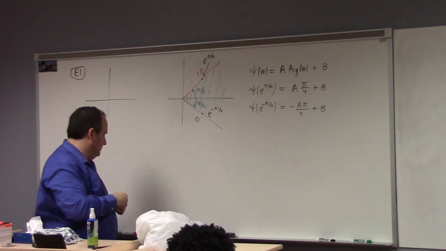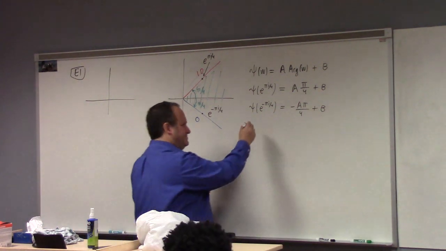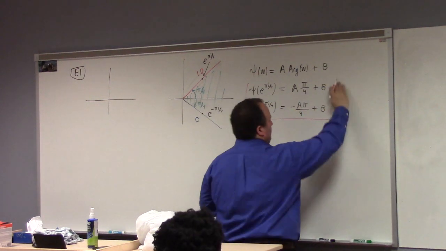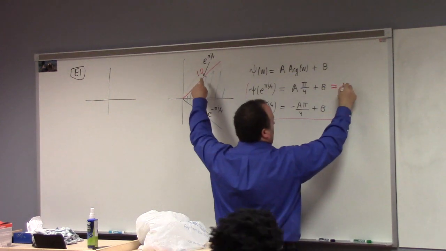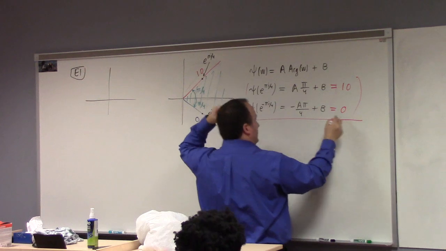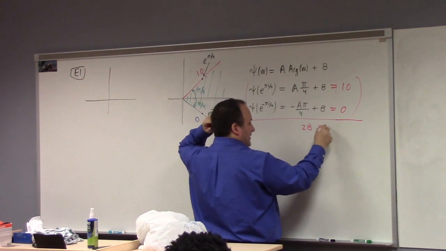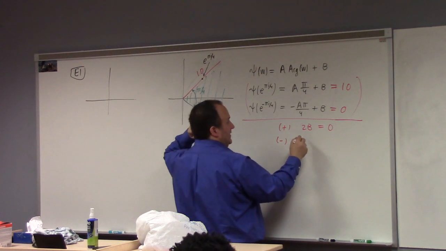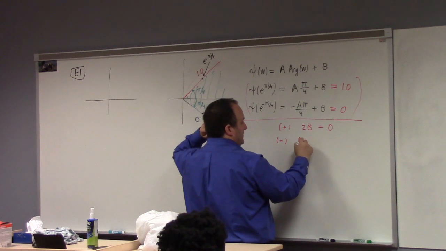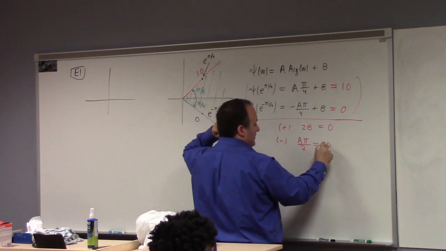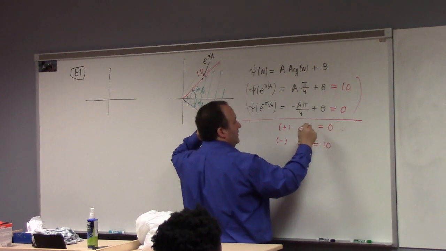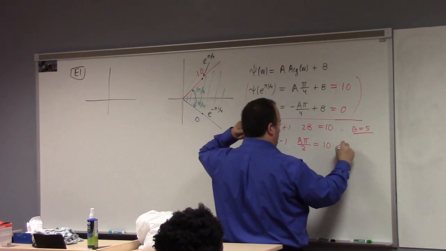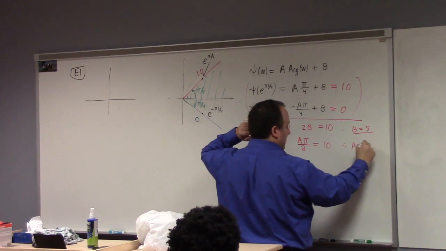Now this, of course, is equal to, by assumption, 10, and this one's equal to 0 by assumption, right? So when we add these, we get 2b equals 10, and when we subtract them, what do we get? We get a pi over 2 equal to 10. So therefore b equals 5, and a is equal to 20 over pi.